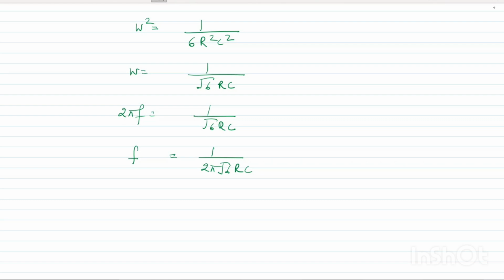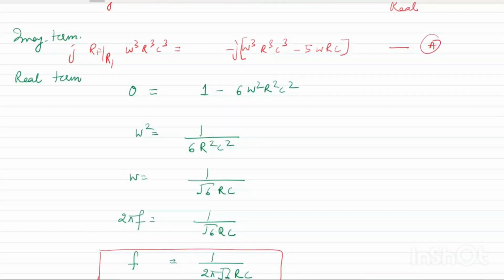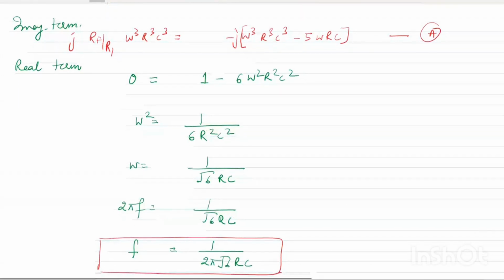जो हमने स्टार्टिंग में बताया था. What is RC phase shift का oscillation का frequency? So it is 1 by 2 pi root 6 RC. We got this from real term only. No, there is no need of comparison of imaginary term. उससे हमको कुछ नहीं मिल रहा है. We are getting only this.